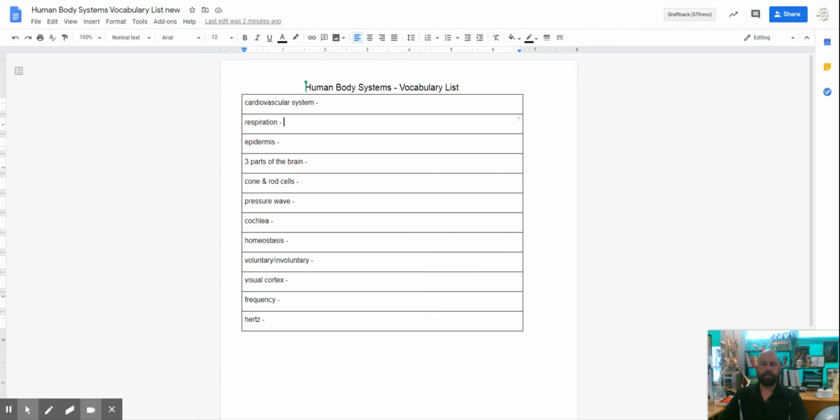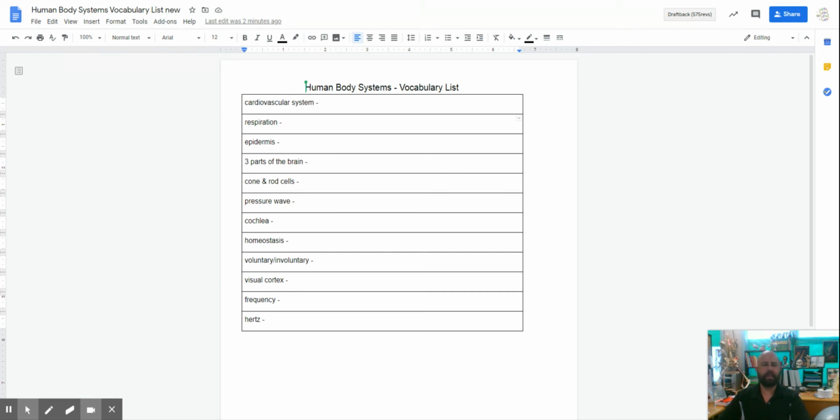Cone and rod cells are parts of your eye. Cones are responsible for color. Rods are responsible for brightness. An easy way to remember: cones, color, both start with C. A pressure wave is a sound wave, what we think of as sound. Page 406 in the textbook has more information. Cochlea is the tiny fluid-filled cavity in the inner ear. Again, you can find more information in the textbook.